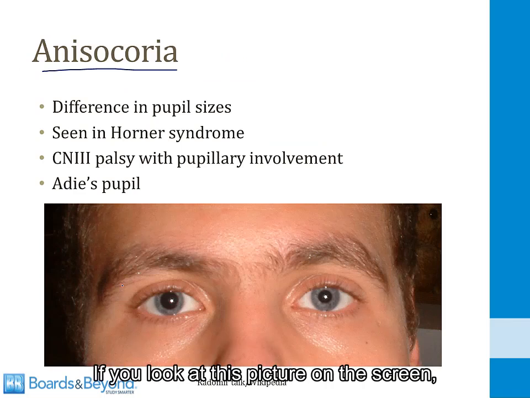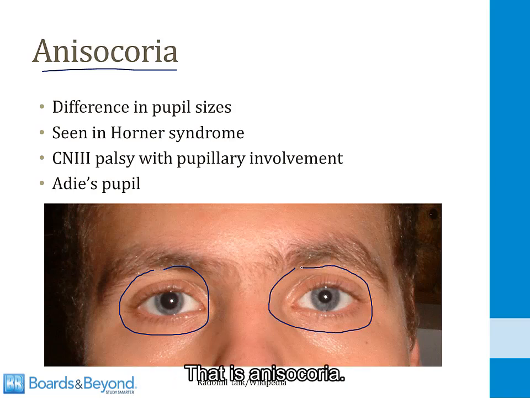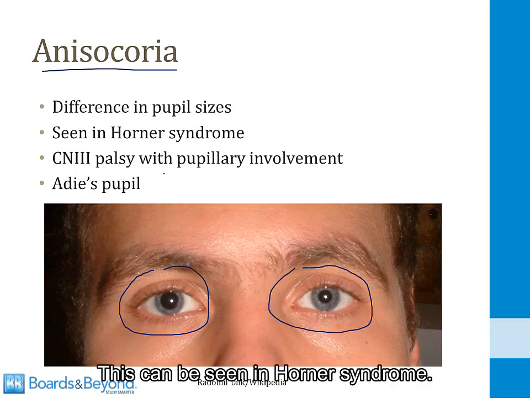Horner syndrome is one of many causes of anisocoria, which is a difference in size of the pupils. If you look at this picture on the screen, this man has a large pupil on one side and a small pupil on the other. That is anisocoria. This can be seen in Horner syndrome.